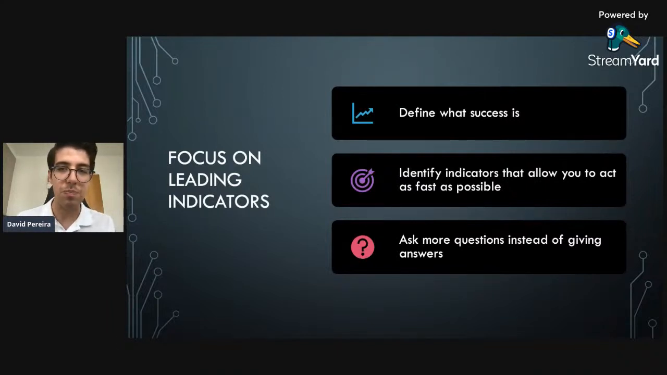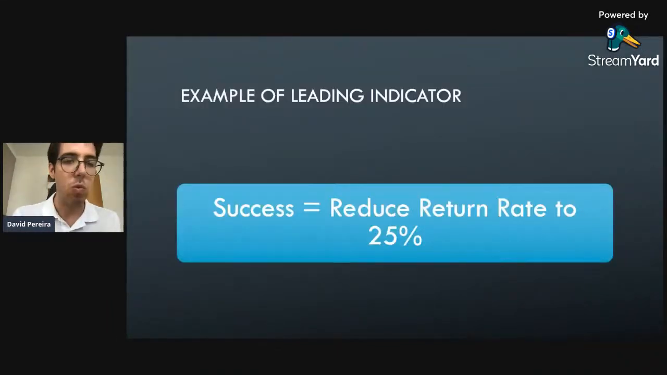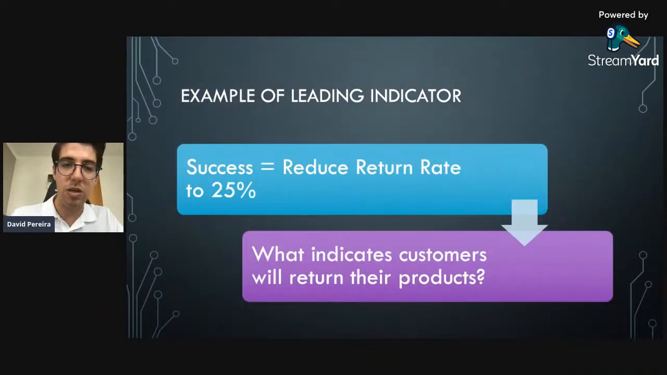For example, in one of the places I worked, we were struggling with our return rate, and our return rate was insane. It was more than 50%. It was like 60%. And we had no chance of being profitable because we didn't charge anything for the return. And then customers were returning like crazy. And we said success for us is when we have a return rate of 25%. Then we needed to understand what would lead to return.